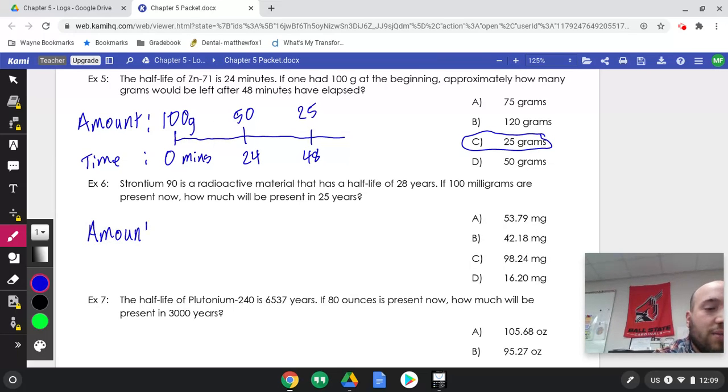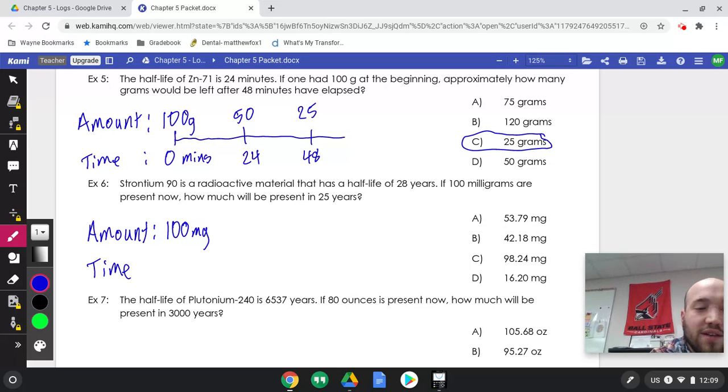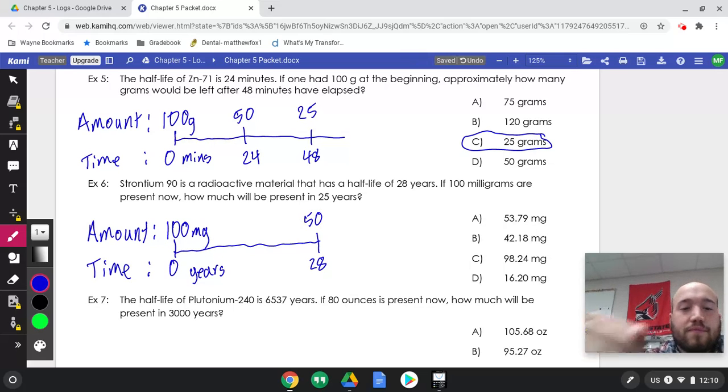So if we think about it, let's draw our picture. If our amount at the beginning, the original amount, is 100 milligrams, and our time, now we're going to deal with it in years, so our time is 0 years. Now, one half-life will occur after 28 years have passed. And that would mean if we started with 100, we'd be down to 50. But in our case, 25 is somewhere in here. Okay, we don't know exactly, but it's somewhere before that first half-life.